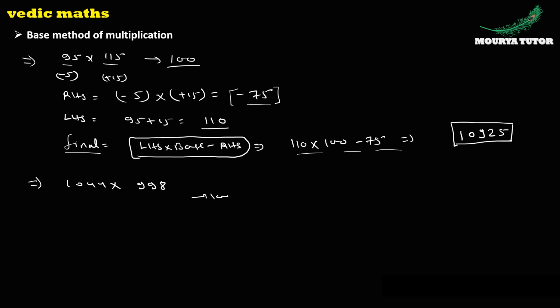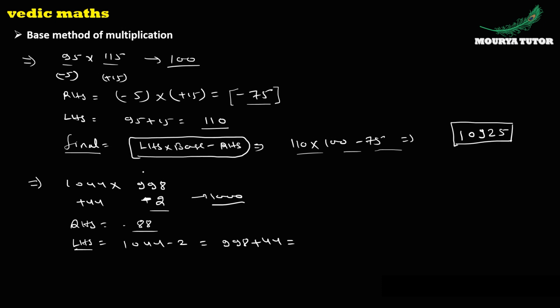Base is 1000, right? Differences will be plus 14 and here minus 2. RHS is negative, minus 88. So if it is negative, directly find out LHS first. So it will be 1044 minus 2, or you can find out 998 plus 14, right? So you will get 1042.